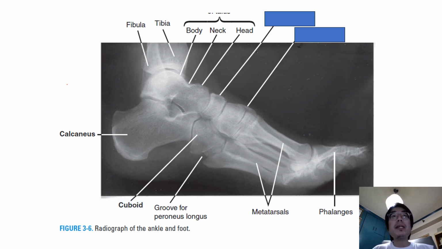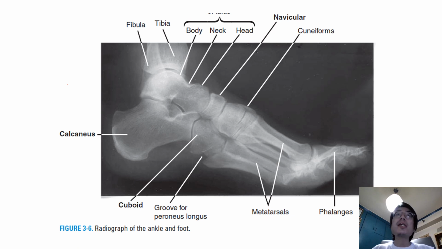Next here would be the cuboid anterior to the calcaneus. And the wedge-shaped bone over here is the navicular. And in front of the navicular are the 3 cuneiform bones. The other labeled bones here are the distal fibula and distal tibia. Of course, we have the tarsus over here, the metatarsals, and finally the phalanges of the foot.